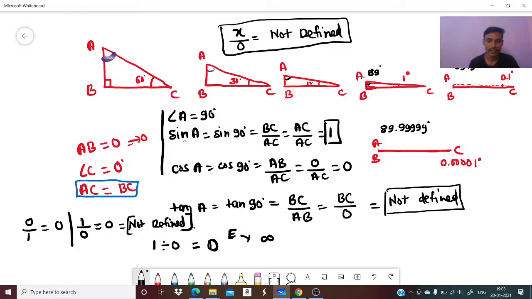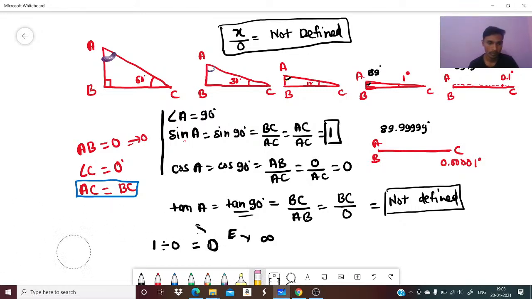This is the mistake which I made when I was in class 9th, sorry for the background noise. But you shouldn't do it, and you should always remember that 1 by 0 is not defined. So that's why BC by 0 is also not defined, and therefore tan of 90 degrees is not defined. Let me erase this. Yeah, I have erased it. And you should note that tan of A is not defined.